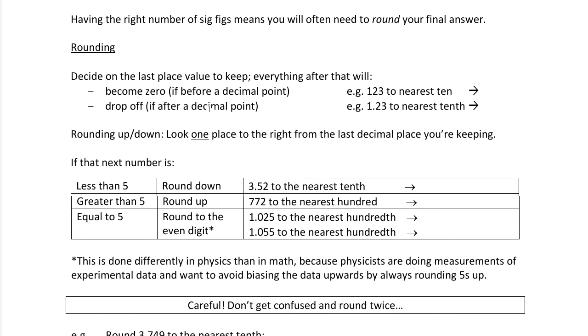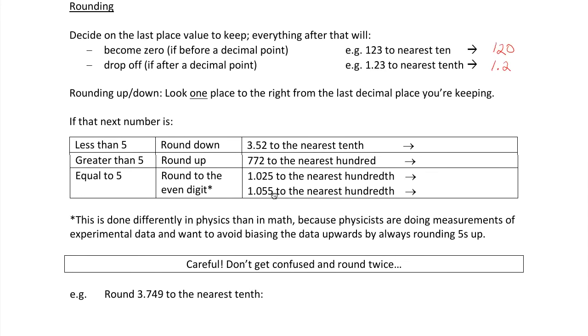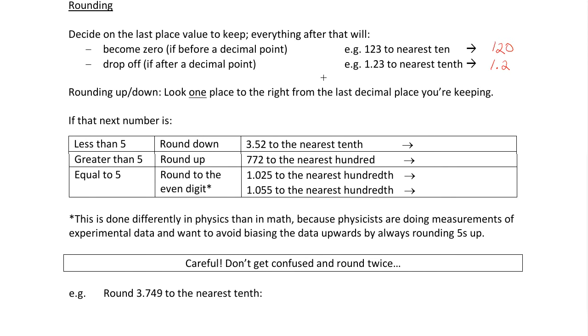after a decimal point. For example, if we were to round 123 to the nearest 10, this is all before a decimal point, you can imagine the point being there, then that 3 becomes a 0. In contrast, if I want to round 1.23 to the nearest 10th, I don't write 1.20 because that's the same number of decimal places. I write 1.2. I just drop that off completely. So we're going to need to look one place to the right from the last decimal place that we keep in order to figure out how to round. In other words, I needed to look at this place here in each of these cases.